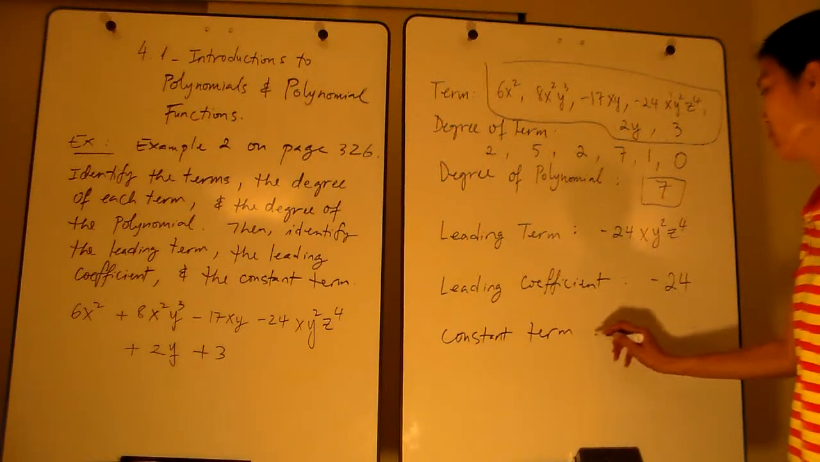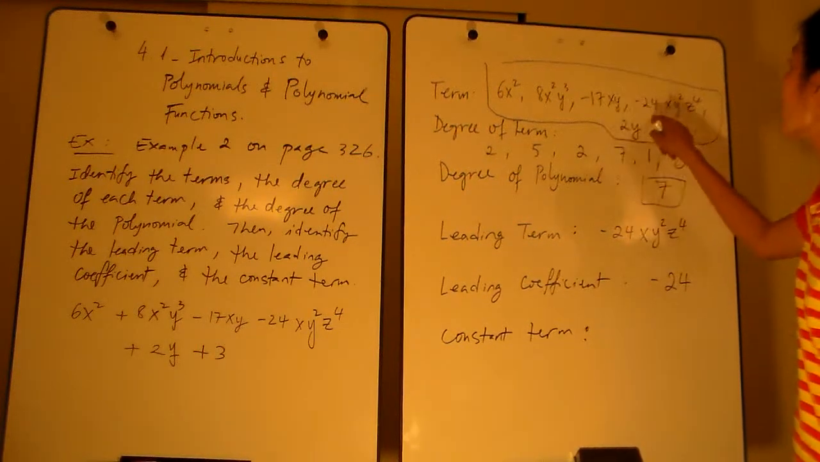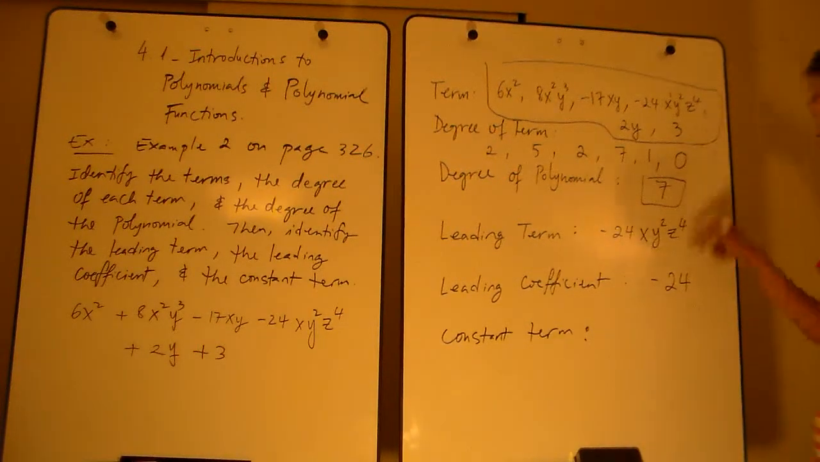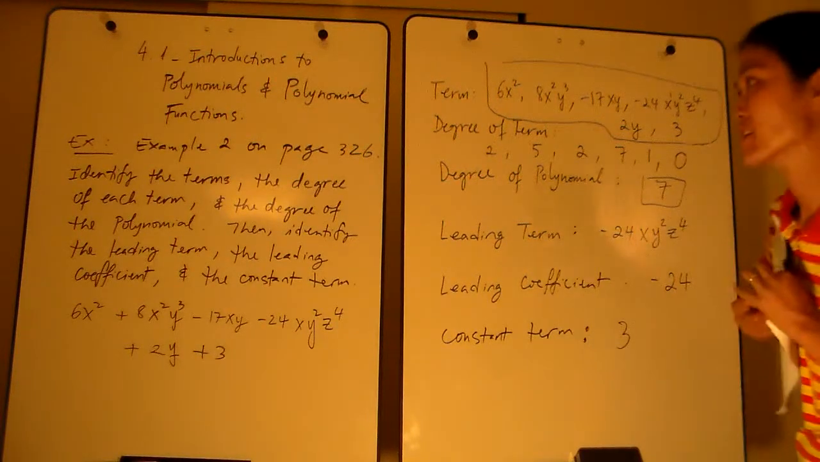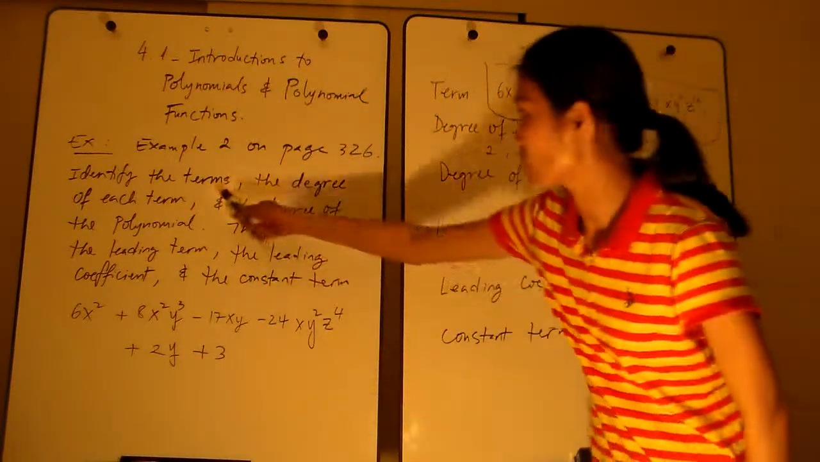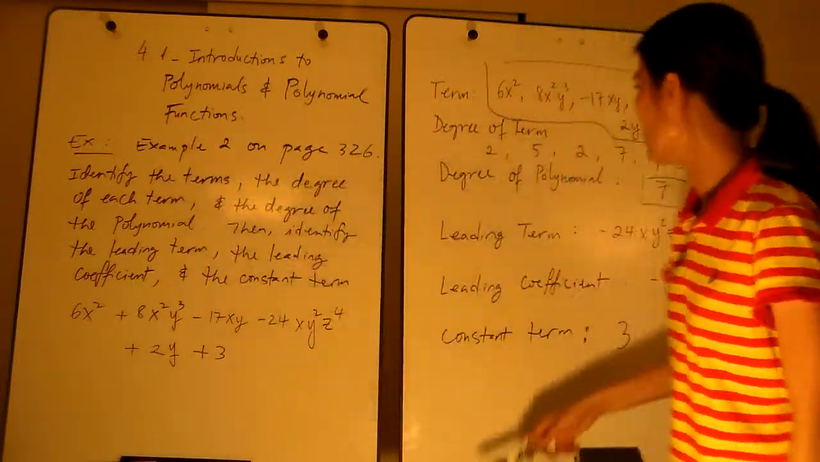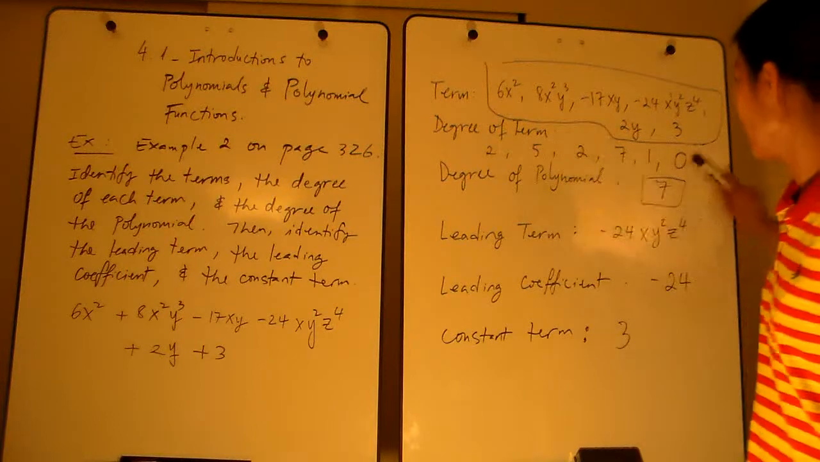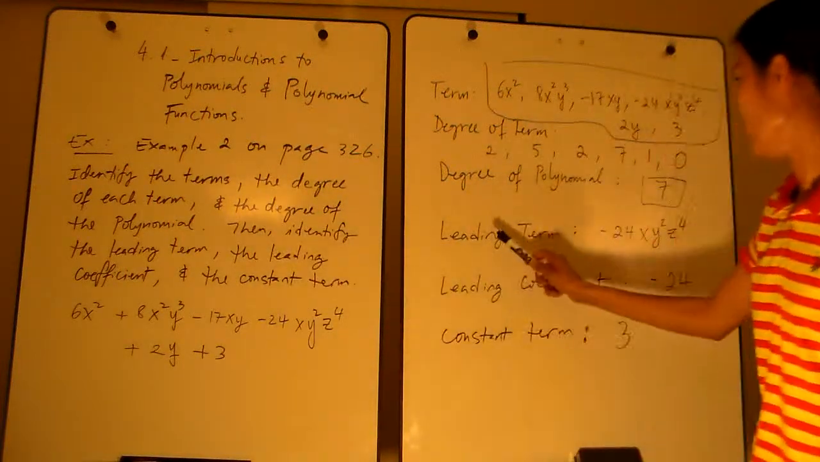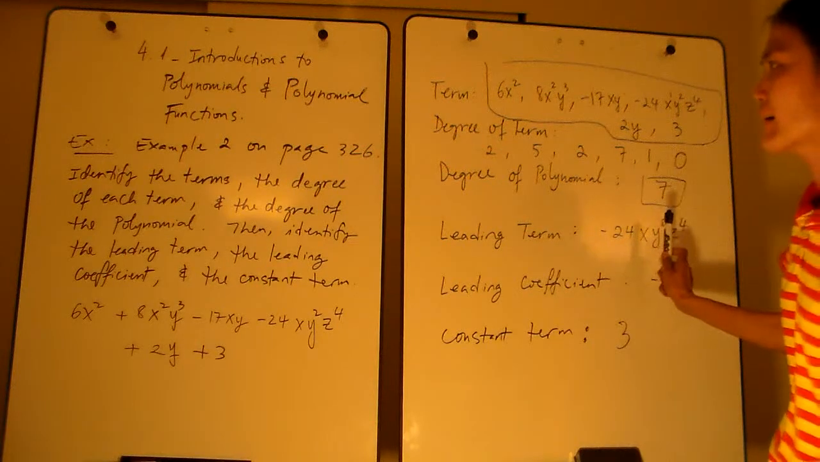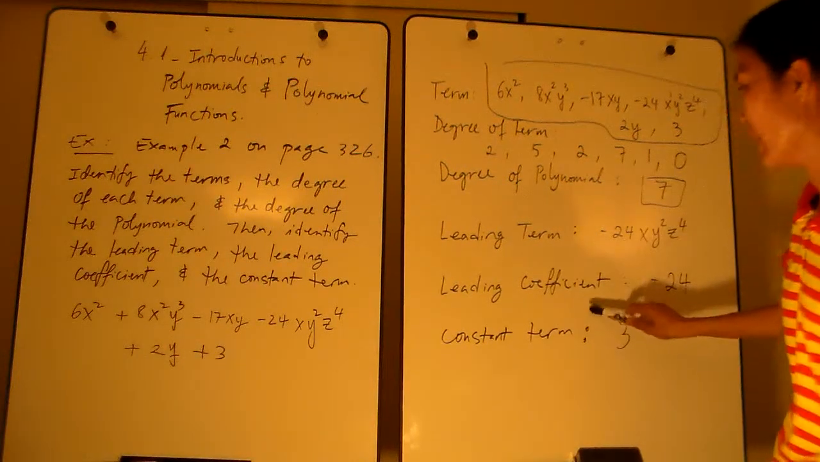How about the constant term? Look at all the terms right here. Which one is a constant? The last term, which is 3. So this is how you solve this example. We identify the terms, find the degree of each term, find the degree of the polynomial, and then identify the leading term, the leading coefficient, and the constant term.